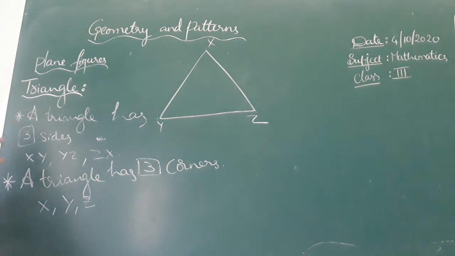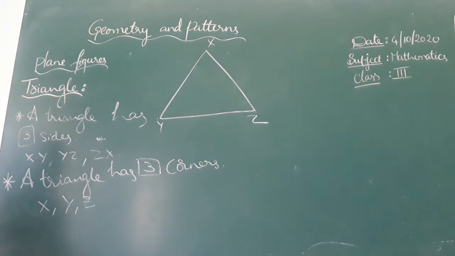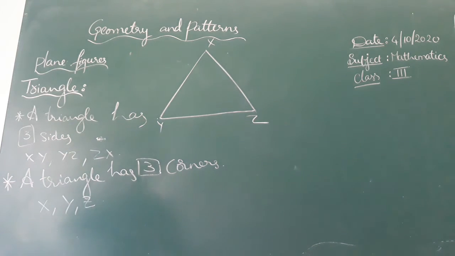Okay, Amma, what is this about? A triangle has 3 sides, X, Y, Y, Z and Z, X. And a triangle has 3 corners, X, Y, Z. These are the corners of the triangle. See the next one, it's about the circle.